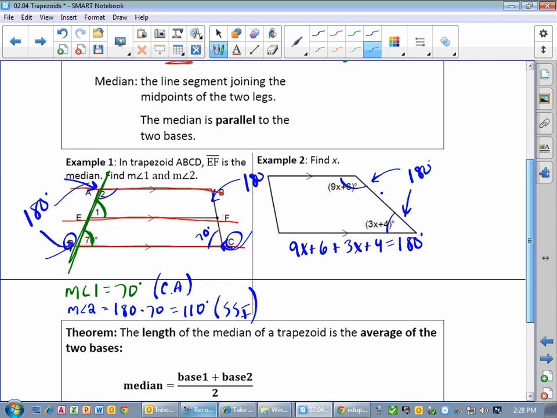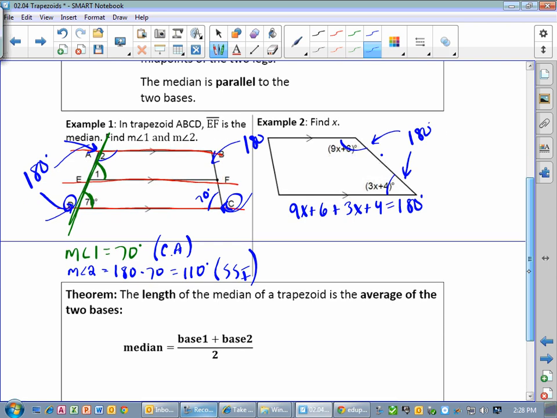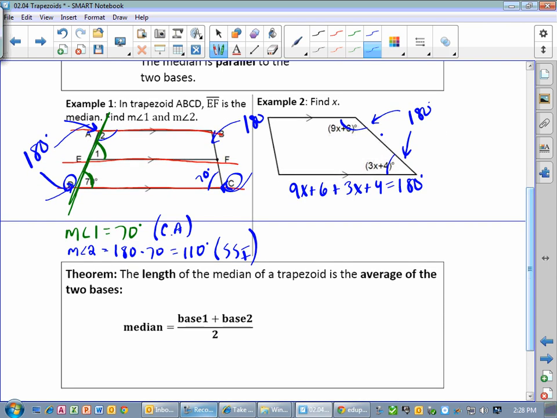You got it. And now it's just a matter of doing some algebra to solve that equation for x. So we've got 9 x's and 3 x's, that gives us 12 x's. We've got 6 and 4, that makes 10. So 12x equals 180. Subtract 10 on both sides. So we have 12x equals 170.